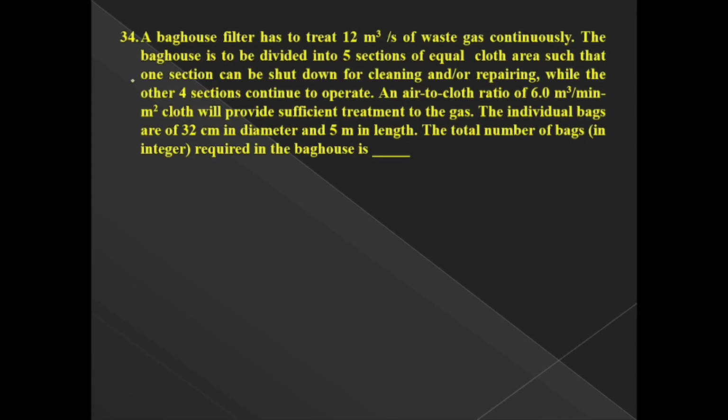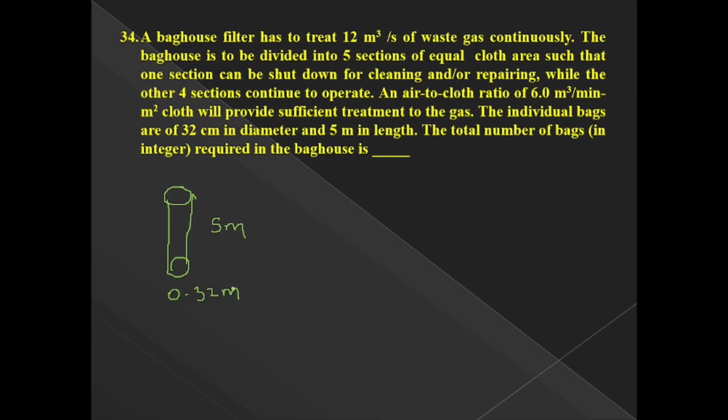An air to cloth ratio of 6.0 meter cube per meter square of cloth will provide sufficient treatment to the gas. The individual bags are 32 centimeter in diameter and 5 meter in length. Means here the bag is given having the area of 5 meter in length and 0.32 meter in diameter. Surface area of each bag initially we have to calculate. Total area we have to calculate, and after that we can divide to calculate the number of the bags.